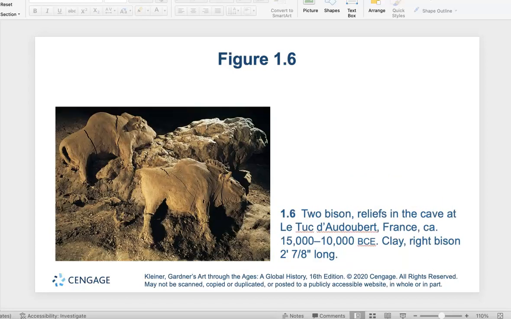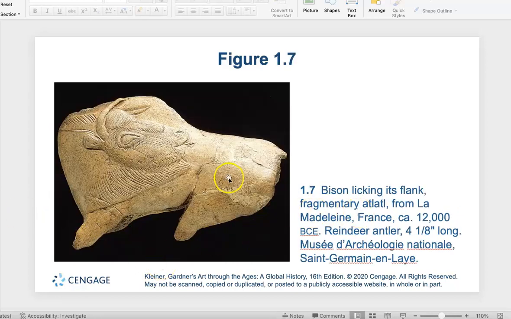Here's another one. This is a relief in the Les Trois Frères cave, France, 15,000 to 10,000 BCE. They're made of clay. Two bison, one over here and one over here. Again with the bison. What the hell? This one, the bison licking its flank, is a fragmentary atlatl from La Madeleine, France, circa 12,000. Reindeer antler. An atlatl is kind of like a spear thrower.